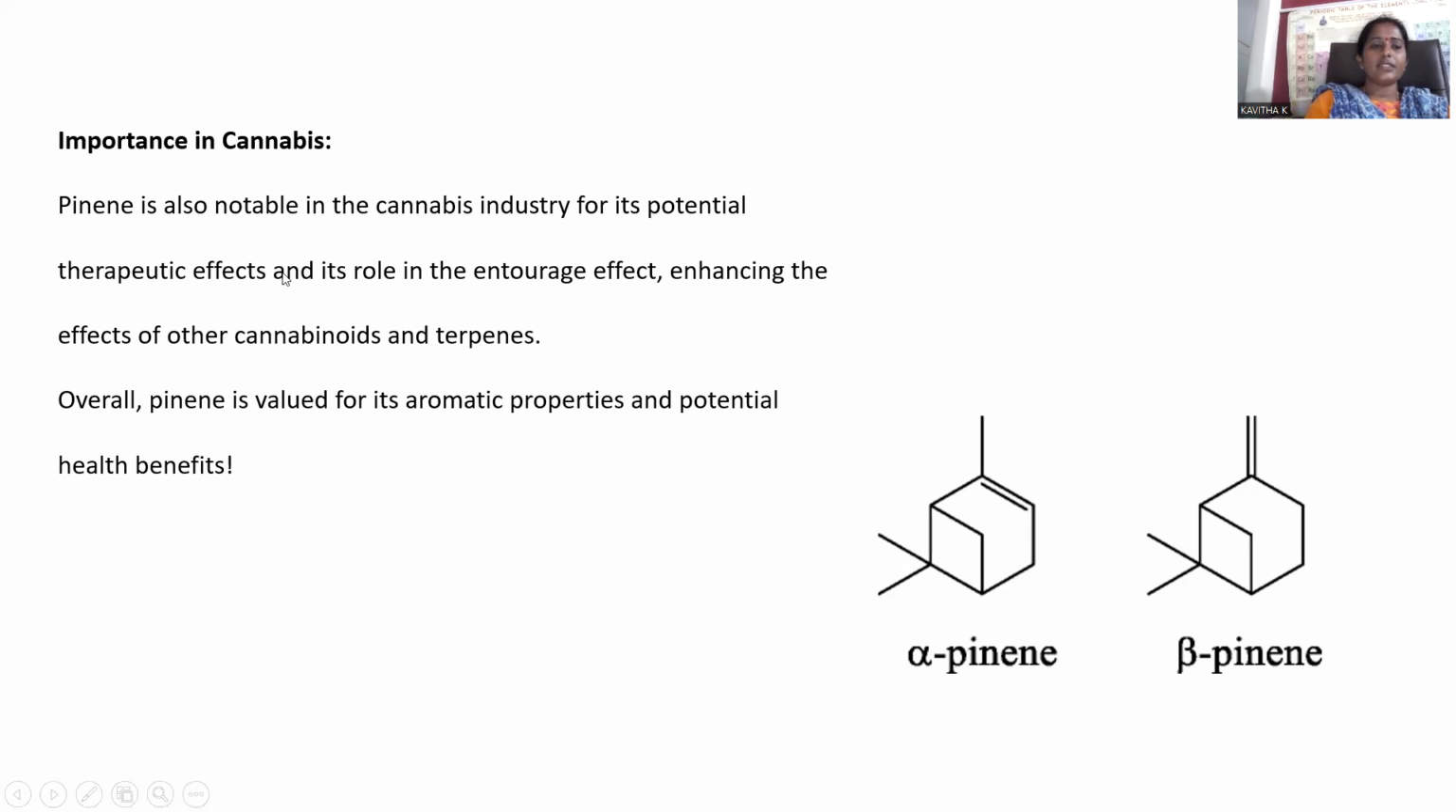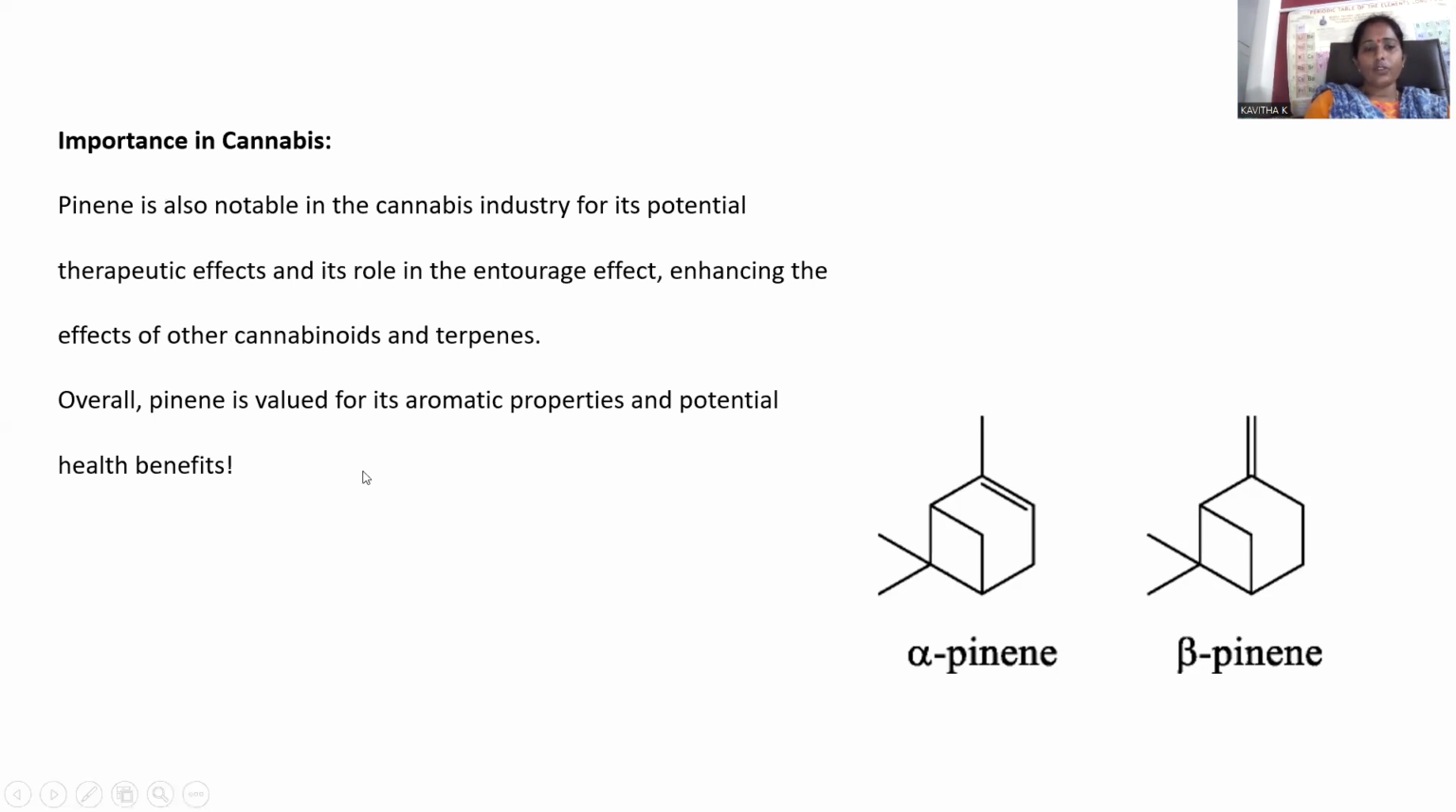Importance in cannabis. Pinene is also notable in the cannabis industry for its potential therapeutic effect and the role in encouraging the effect of cannabinoids and terpenes. So here therapeutic value is the most important one. That means what? Pharmaceutical. In the pharma industry, we can apply this pine oil or pinene terpene.